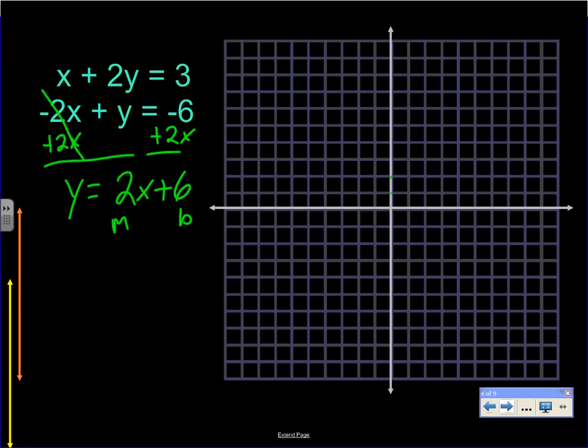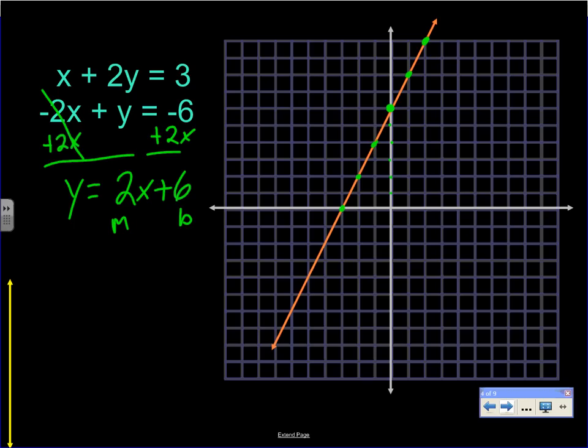So let's go ahead and plot that y-intercept right there. And the slope of 2, that would be 2 over 1, rise 2, run 1, rise 2, run 1. You can make all those points if you want. Let's go ahead and get us a line here, and it looks something like that.